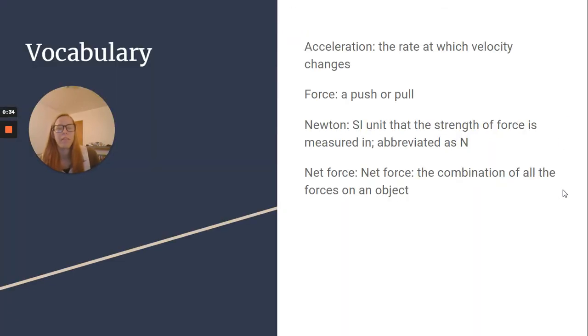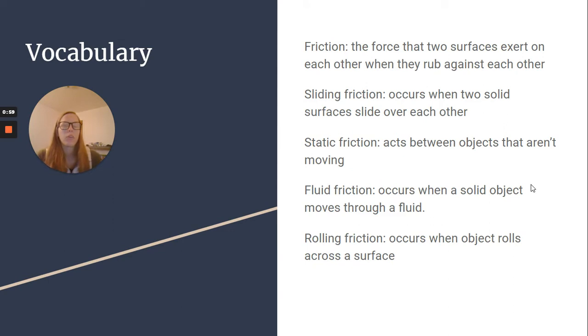First, our vocabulary. Acceleration, the rate at which velocity changes. A force is a push or pull. Newton is the SI unit that the strength of force is measured in, and it's usually abbreviated as N. A net force is the combination of all the forces on an object. Friction, the force that two surfaces exert on each other when they rub against each other.